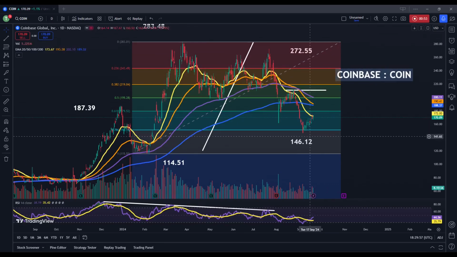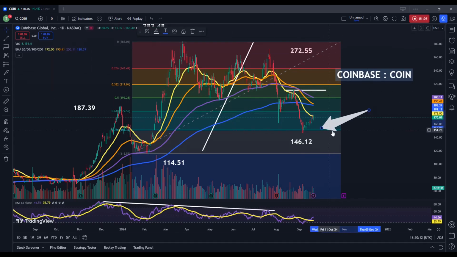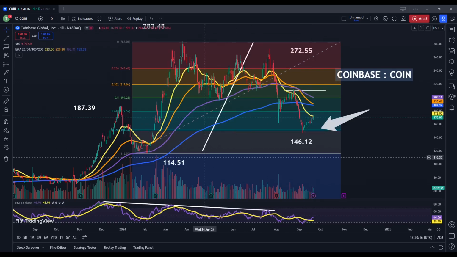What we have seen here is a share price movement that has seen some lift after falling to lows coming in at roughly 146.12, which would be the prior low here. As we can see, this price bounce is starting to occur roughly right into the 78.6% Fibonacci retracement of the ascending move from 114.51 to roughly just above $280 per share.